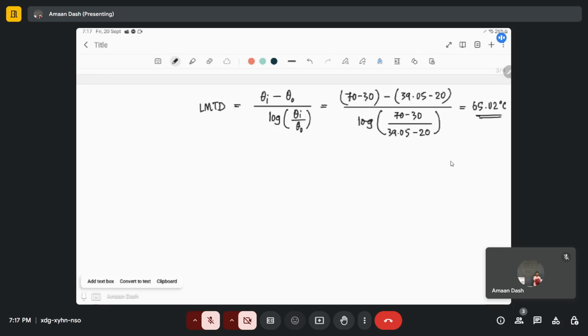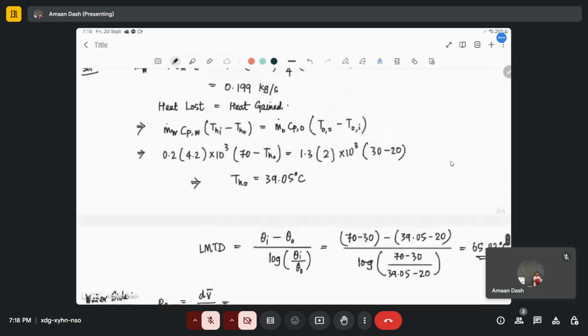Okay. Now let's see for the water side. For the water side, we can calculate the Reynolds number. So the Reynolds number for the water side is equal to the diameter times the average velocity divided by nu, that is the kinematic viscosity, which is given here.